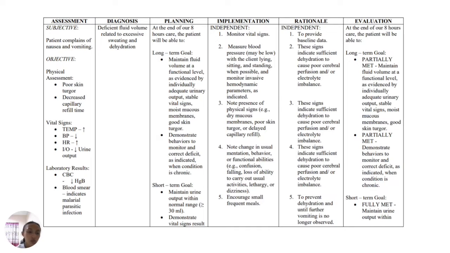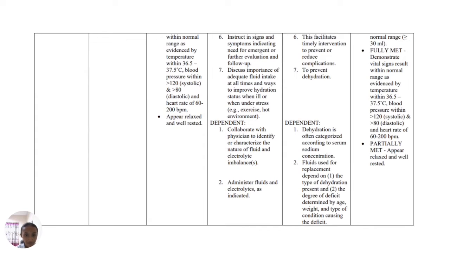So the rationale for this one is the same as number 2, which would indicate sufficient dehydration. And I encourage small frequent meals, of course, because there would be nausea and vomiting. So this is to prevent dehydration until further vomiting is no longer observed. And we have to instruct in signs and symptoms indicating the need for emergent or further evaluation and follow-up to facilitate timely intervention to prevent complications, and also discuss the importance of adequate fluid intake at all times and ways to improve hydration status when ill or when under stress.